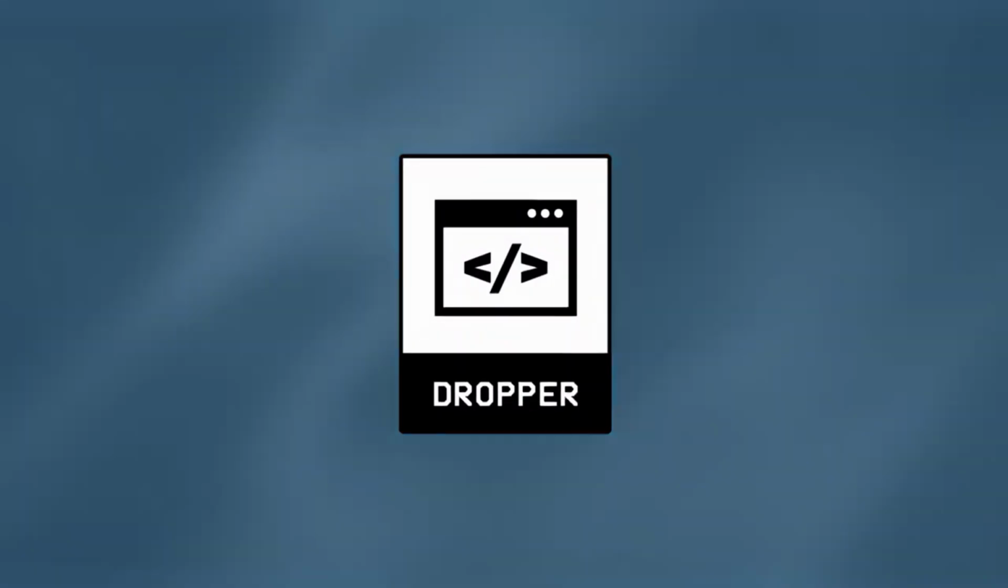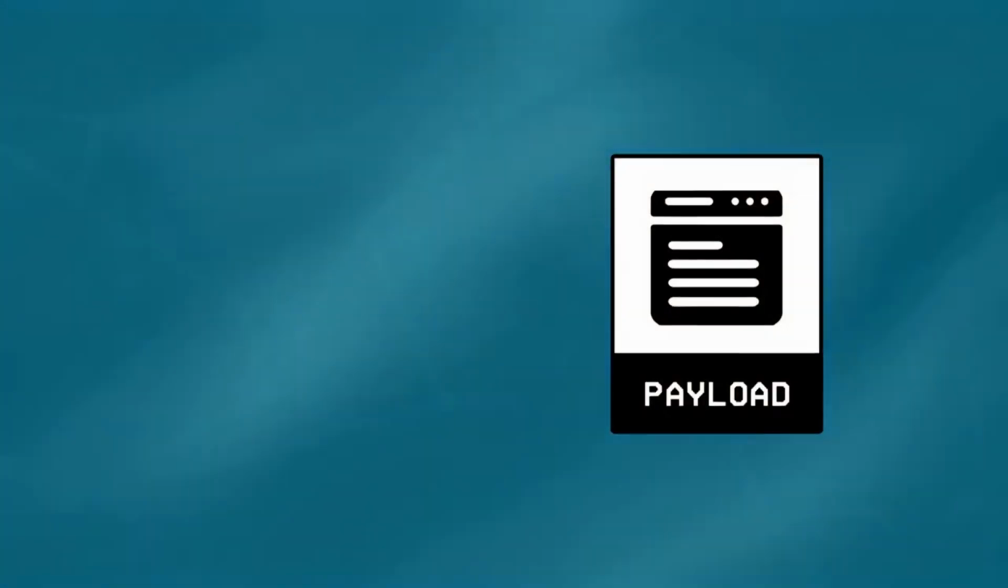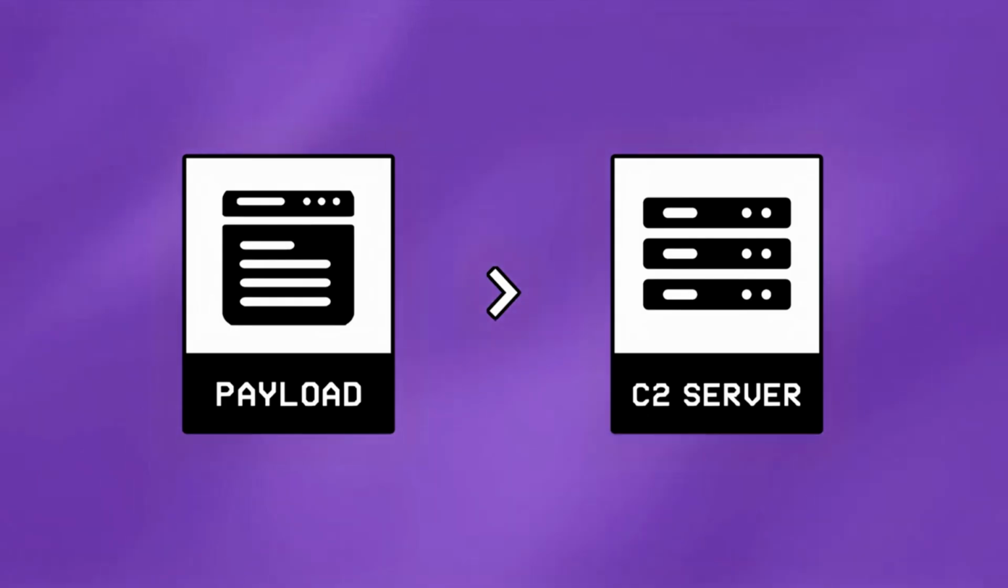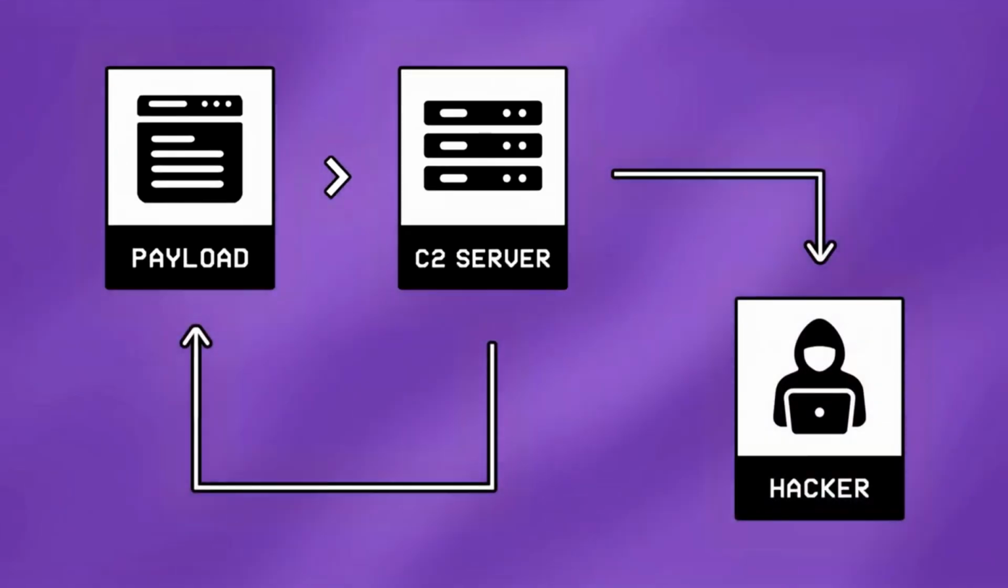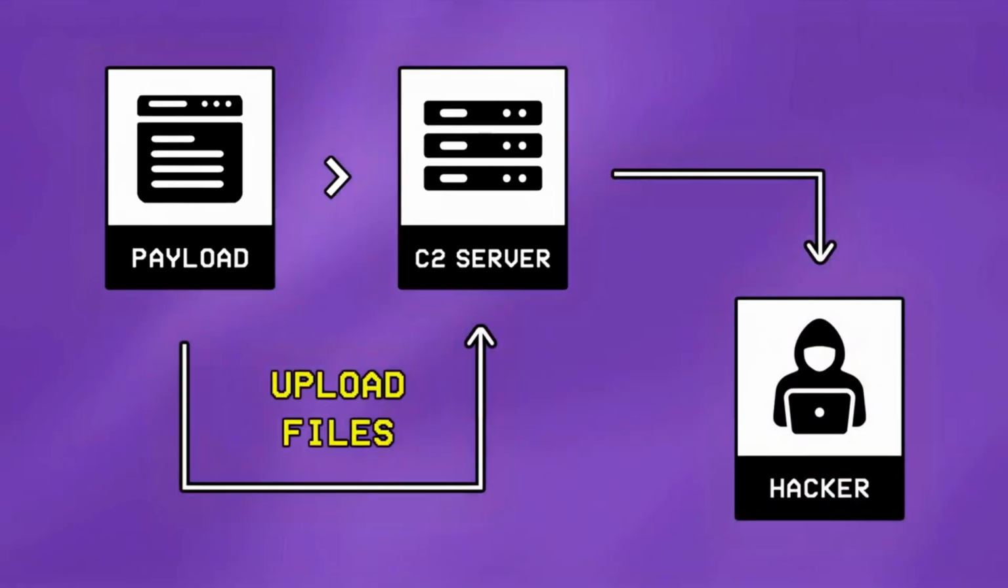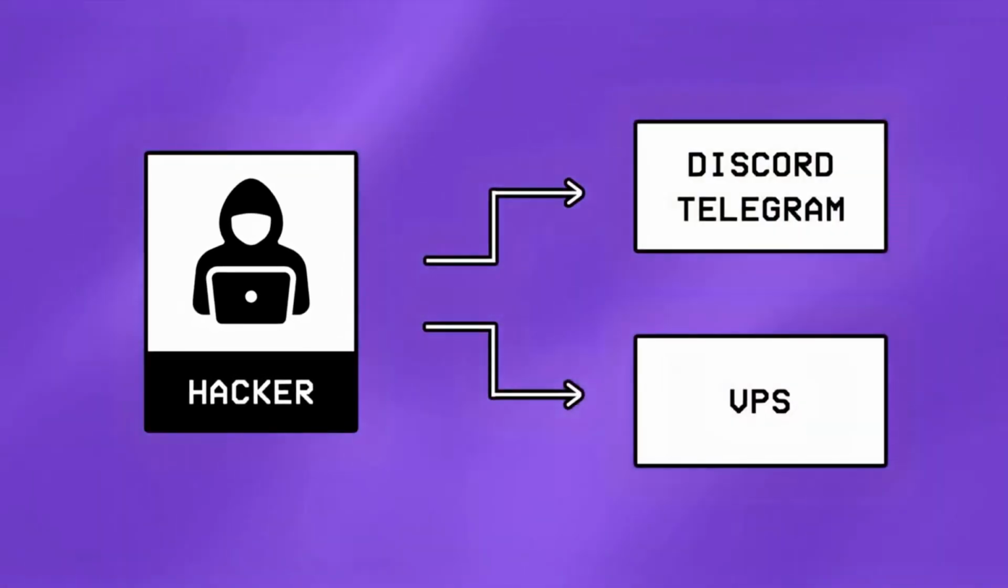After a dropper successfully executes a payload on the targeted system, the payload then connects to a server called a C2 server, from where a hacker controls it, and asks it to either execute a specific command, or upload sensitive files onto the server. Now, depending on the hacker's skill set, they usually use two ways to set up their C2 infrastructure, with the first one being using legit platforms like Discord or Telegram.